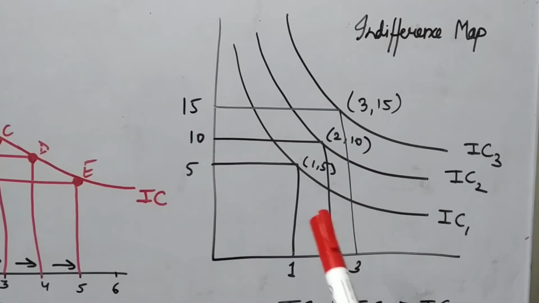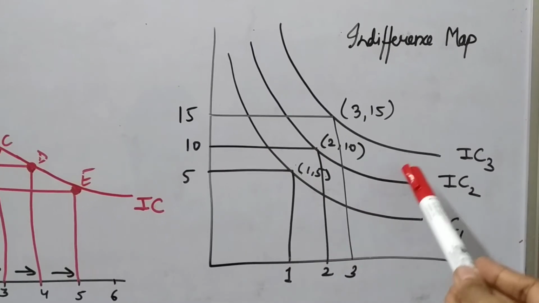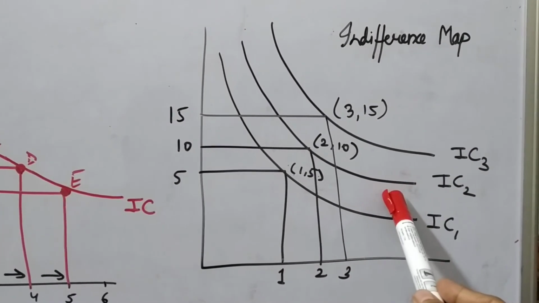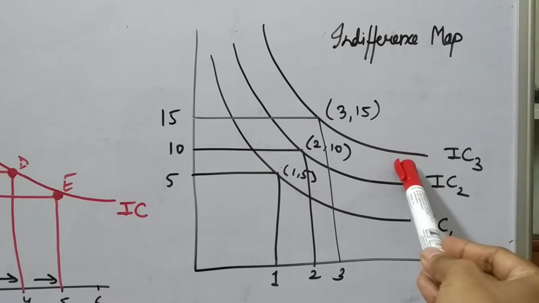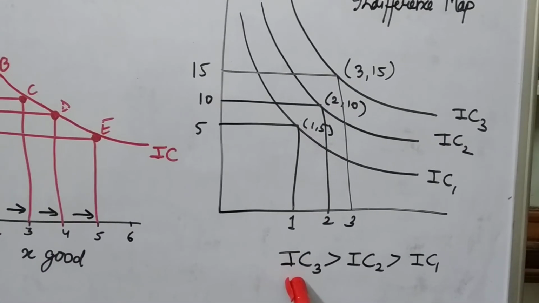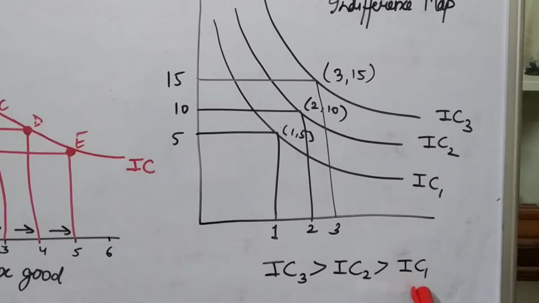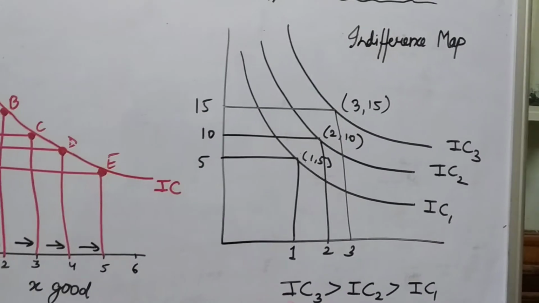So obviously the consumer will give more preference. In comparison to IC1, he will give more preference to IC2, and in comparison to IC2, he will give more preference to IC3. That means IC3 gives more satisfaction to the consumer as compared to IC2, and IC2 gives more satisfaction as compared to IC1. So this is the indifference map.